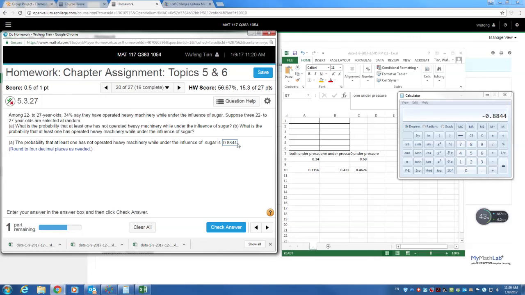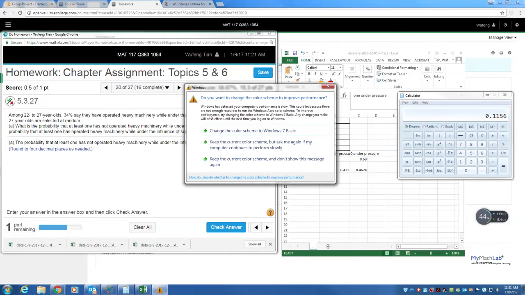Okay, 0.34 times 0.34, so both have operated under pressure. Let me do it on paper. 0.34 are under pressure, and 0.66 are not under pressure. Now, the probability that at least one has not operated heavy machinery under the influence of sugar.